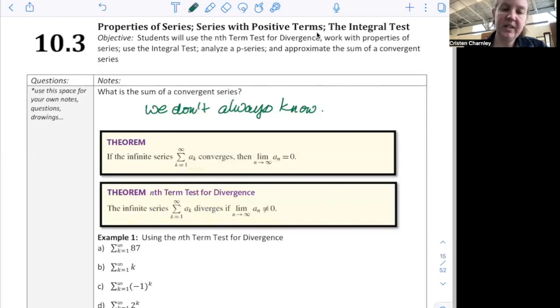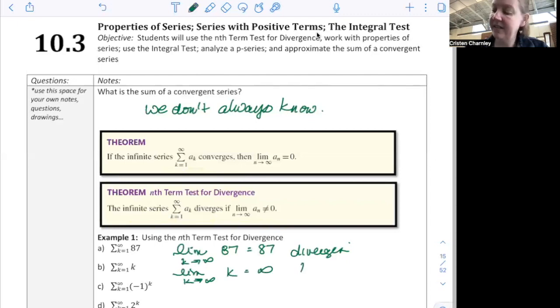So use the nth term test for divergence. What you're really going to do is look at the limit as each of these approaches infinity. The limit as k approaches infinity of 87 is 87. It's not 0, so it diverges. The next one is the limit as k approaches infinity of k. Well, that's infinity. Also not 0, so it has to diverge. The next one, the limit as k approaches infinity of (-1)^k. Well, that's either +1 or -1. It alternates: +1, -1, +1, -1. It doesn't approach any one value. This does not exist.